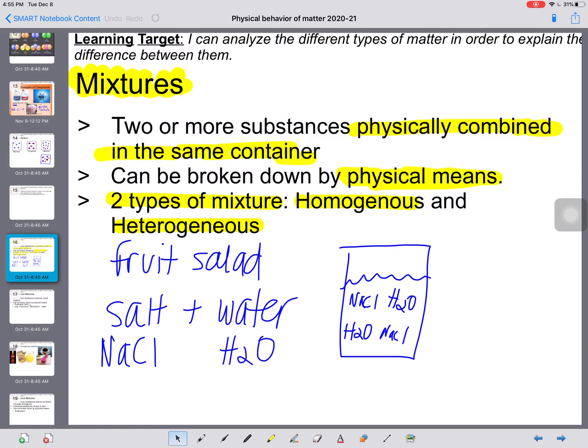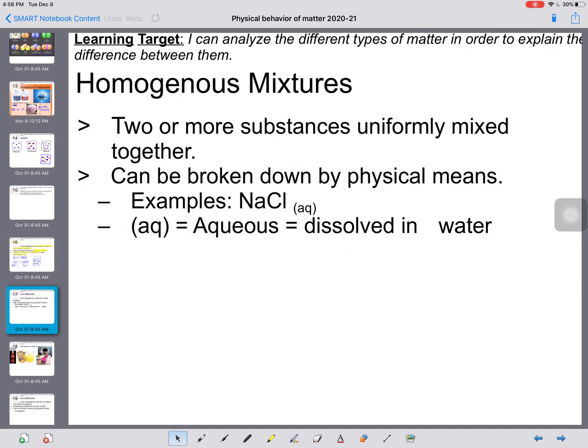Now, yesterday we discussed some examples of mixtures. So, for example, a fruit salad, salt water, okay? Salt water is a mixture of two different compounds, salt, which is NaCl, and water, which is H2O, okay? Now today what we're going to do is see where these examples fall in terms of what types of mixtures they are, okay? So are these a heterogeneous mixture or are these a homogeneous mixture?